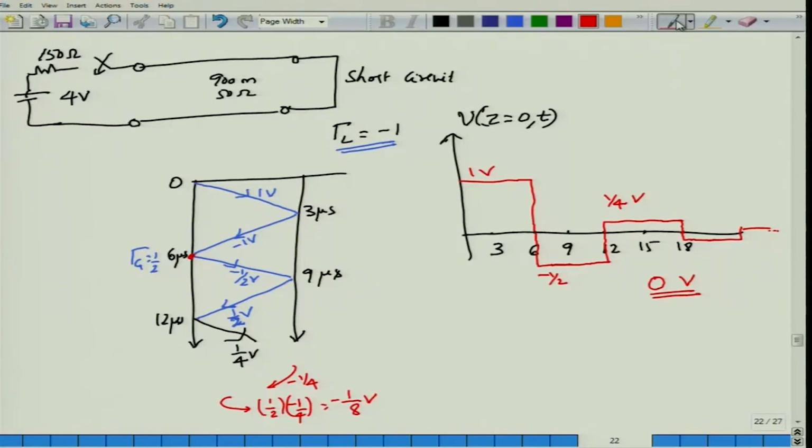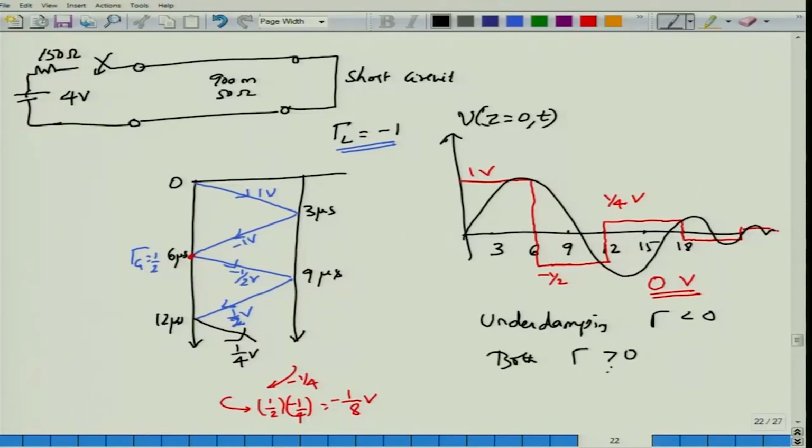Again you will see that because gamma L has become negative, there is an underdamped or oscillatory kind of behavior. In order to obtain an underdamped situation, you need to have one of the gammas negative. If both gammas are less than 0 or greater than 0, then you go to what is called the overdamped case, in which there would be a staircase kind of behavior. It would keep increasing and eventually reach the steady state value.